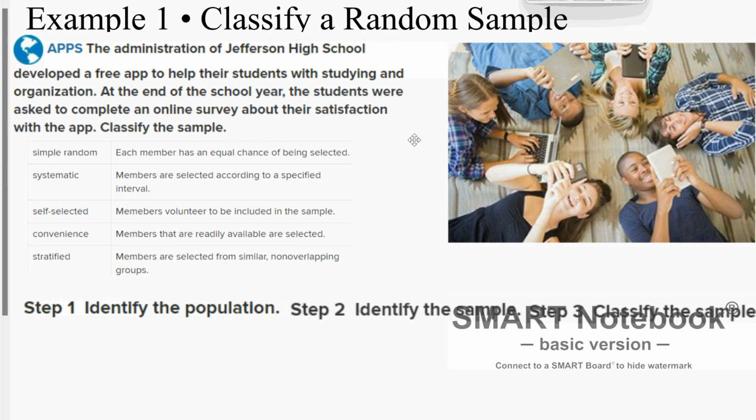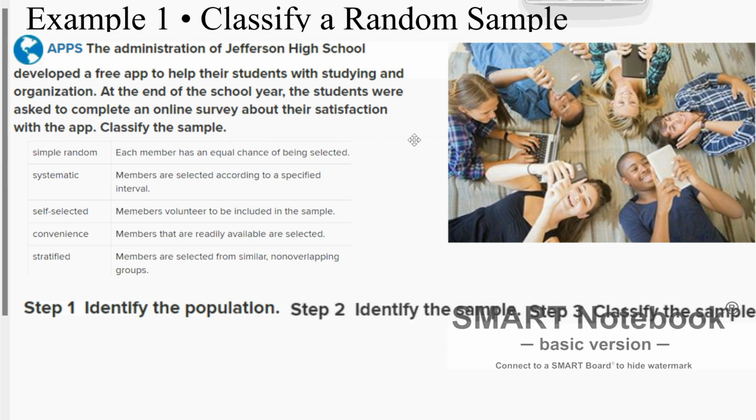Then we have a convenience sample, where members are readily available to select. Convenience would be like sitting in the lunchroom and sampling the 5 people sitting next to you. That would be a convenient sample. And then we have a stratified sample, where members are selected from familiar or overlapping groups. Stratified might be, for example, males and females, or the different states, where you do samples in each state.